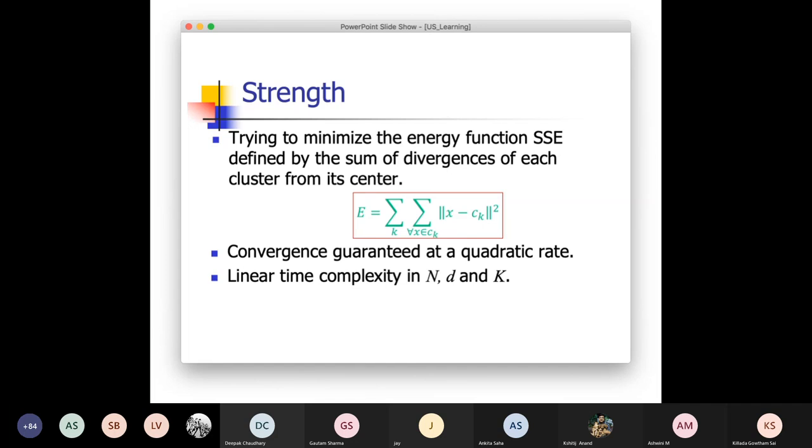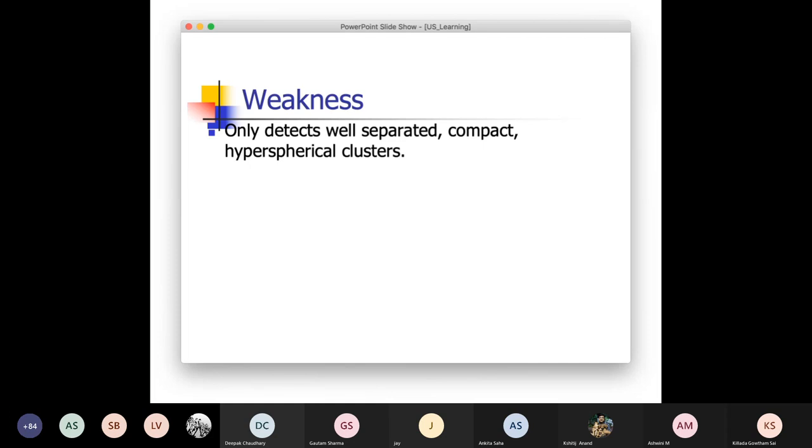Now, though it is linear, let me warn you that for a large data set it takes huge time. So that is also another problem of k-means. And it's also versatile, simple, and invariant to data ordering. So the weakness is that it only detects well-separated, compact, hyperspherical clusters.